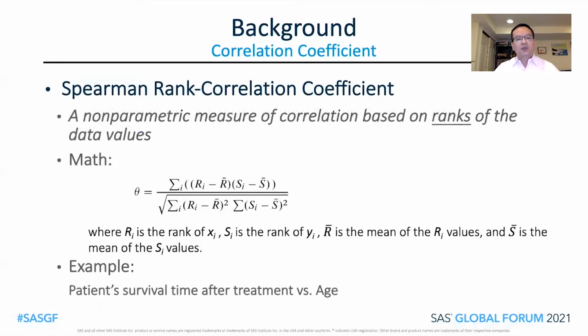And the Spearman correlation coefficient is the non-parametric counterpart of the Pearson correlation coefficient. Basically, the original values of two numerical variables are replaced by the rank of each value, and then you use the same mathematical formula to calculate it, and it becomes the Spearman correlation coefficient. The example is patient survival time after treatment, and you want to know how this time is associated with the patient's age.